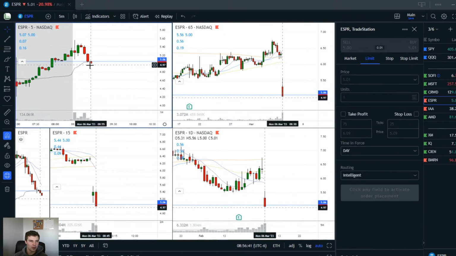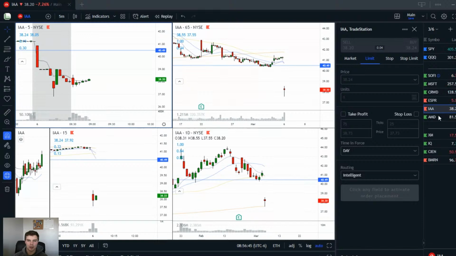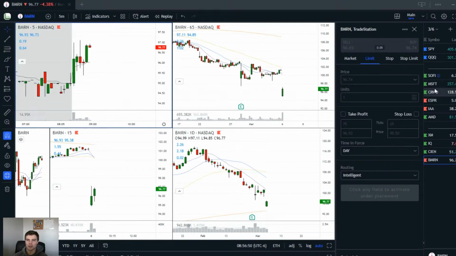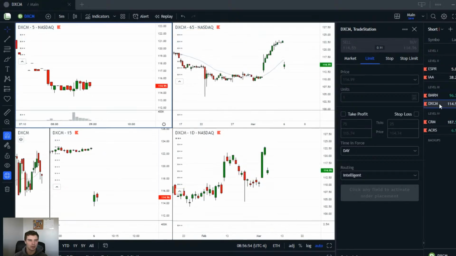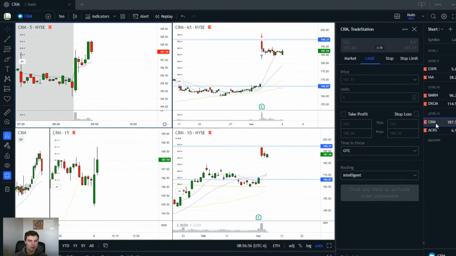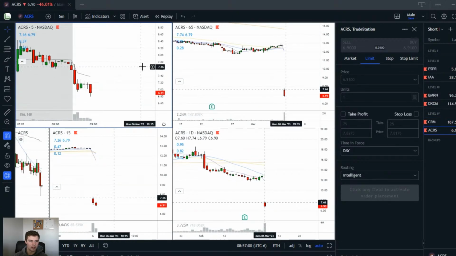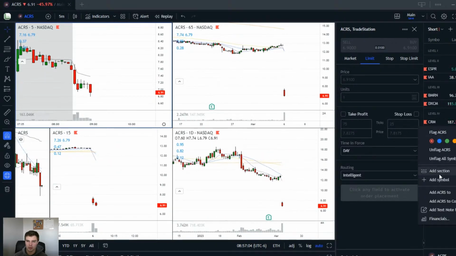This ESPR ended up giving it up. IAA just kind of grinding higher. BMRN's chopping. So I'm going to do a little bit of scanning on my backup list here, guys. All right, don't see much from the short side. You can watch this ARCS. We'll throw this on the list.